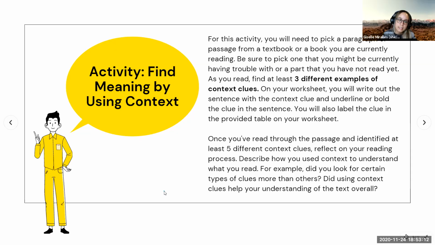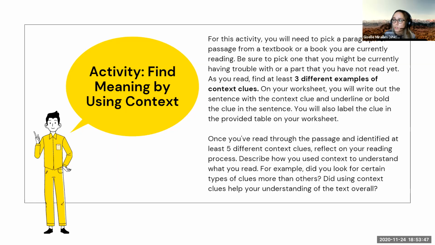So we're going to move on to the next activity. For this activity, you will need to pick a paragraph or passage from a textbook or a book you're currently reading. Be sure to pick one that you might be currently having trouble with or a part that you have not read yet. As you read, find at least 3 different context clues. On your worksheet, you will write out the sentence with the context clue and underline or bold the clue in the sentence. You will also label the clue in the provided table on your worksheet.